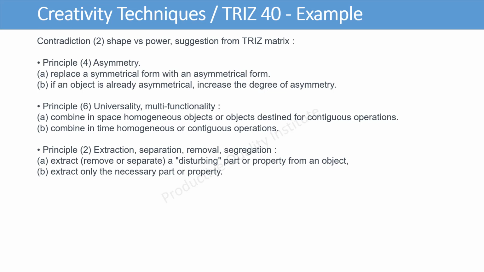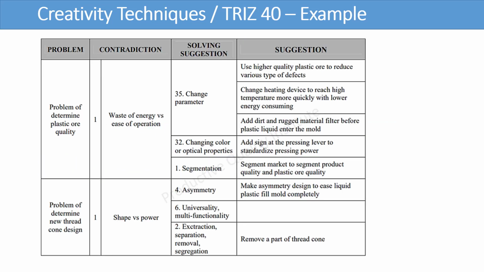Principle 2, extraction, separation, removal, segregation. A. Extract, remove or separate a disturbing part or property from an object. B. Extract only the necessary part or property. The table shows, for each problem, the solving suggestion from the TRIZ 40 principles. In the next slides, we will understand the suggestions in detail.